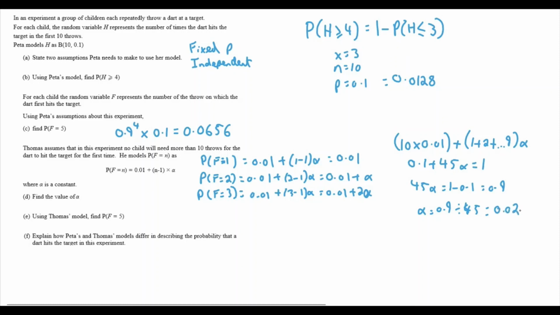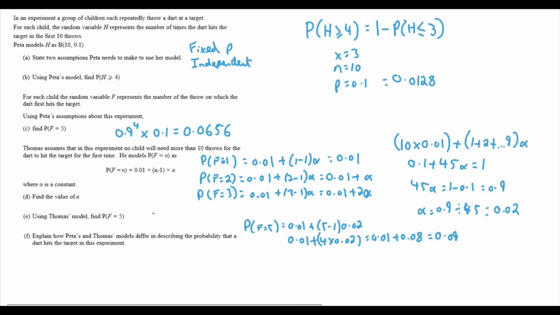Now then, given that we know that alpha is 0.02, use Thomas's model to find the probability that F equals 5. Well, the probability that F equals 5 is 0.01 plus (5 minus 1) times this 0.02. So you have 0.01 add 4 times 0.02, which is 0.01 add 0.08.